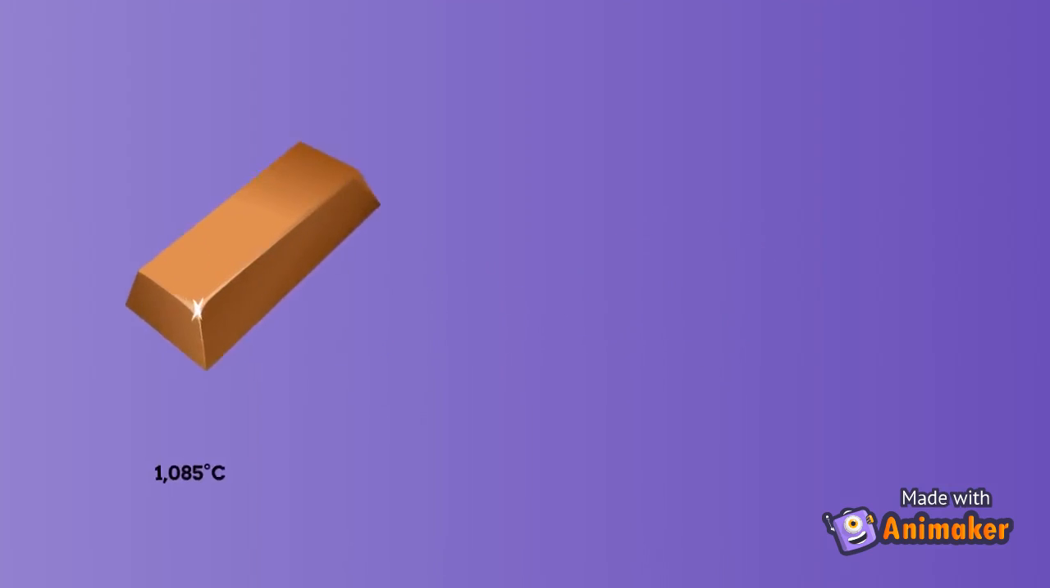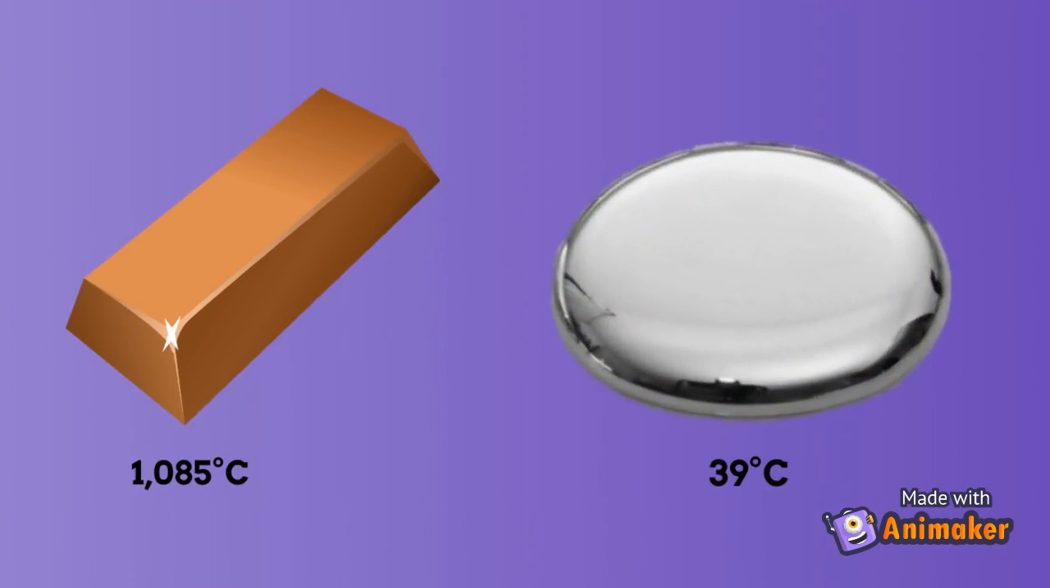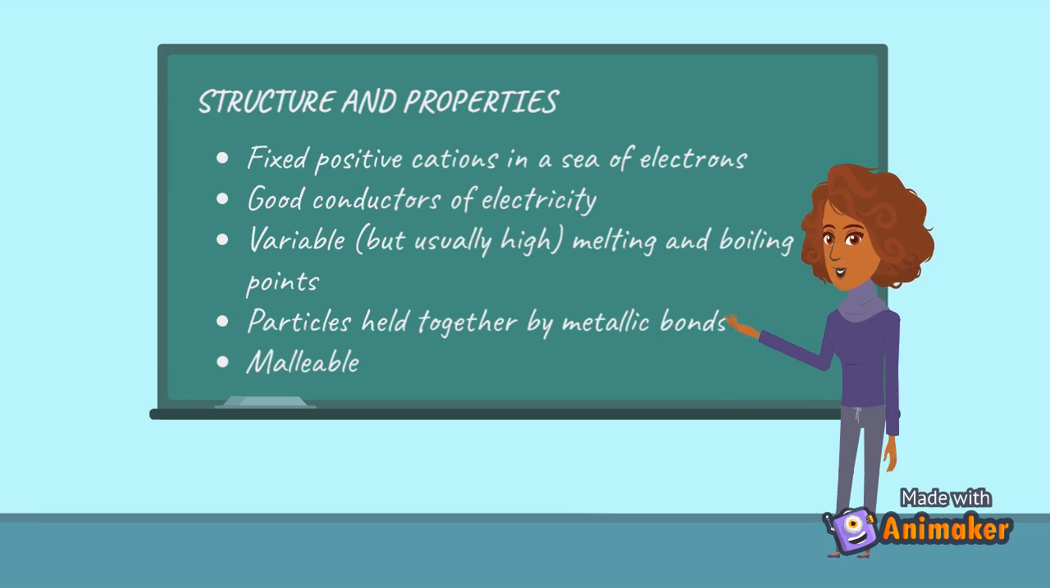For example, the melting point of copper is 1085 degrees Celsius, which is extremely high in comparison to the melting point of mercury, which is only 39 degrees. Copper will require large amounts of energy to separate its particles, while mercury will only require a small amount of energy. Metallic substances are also malleable.